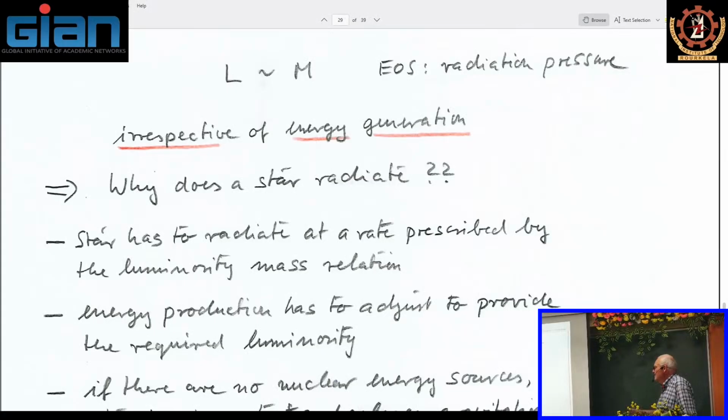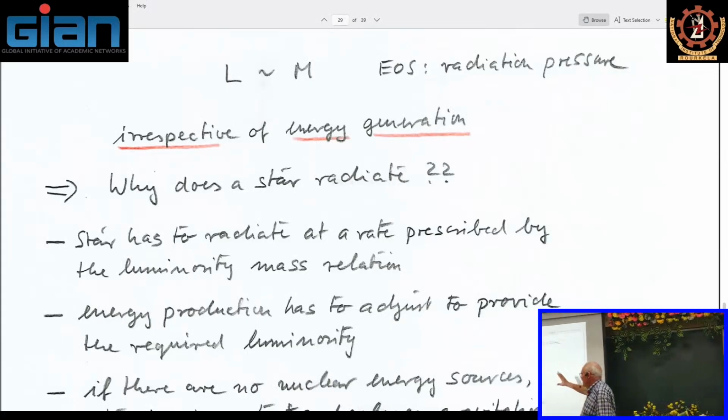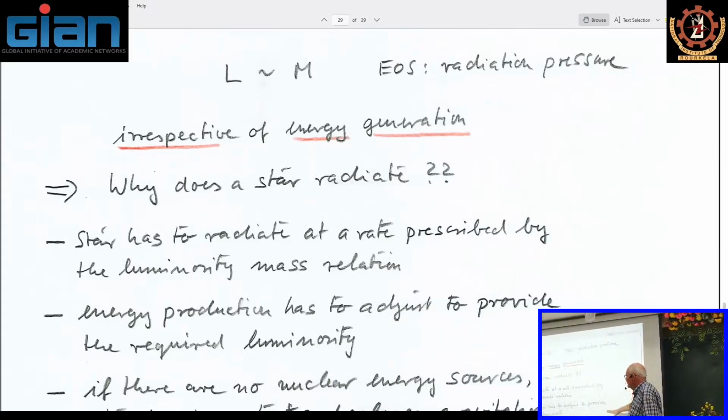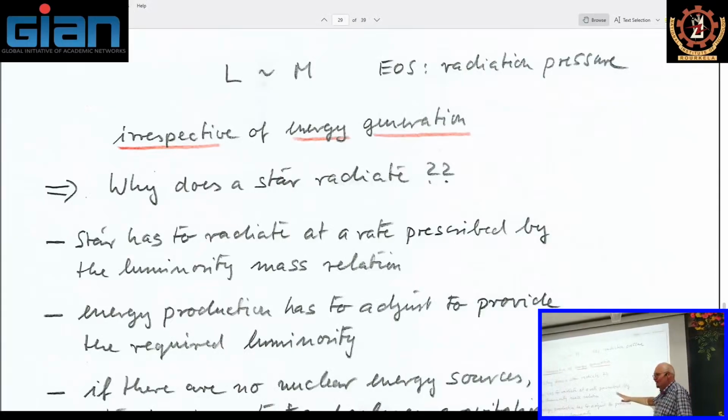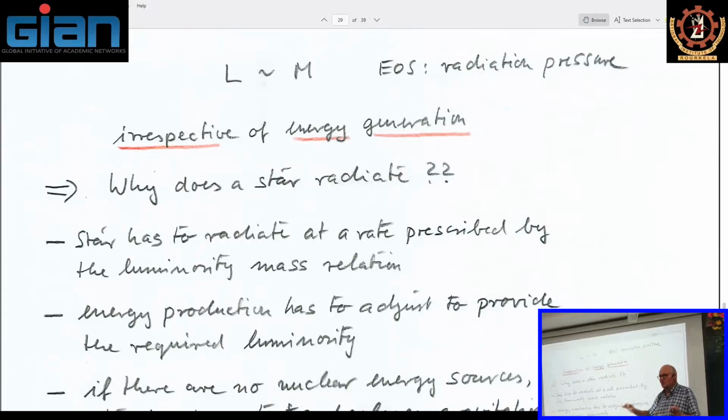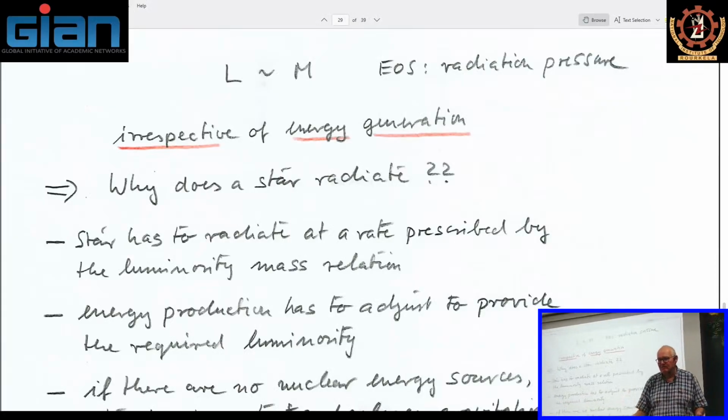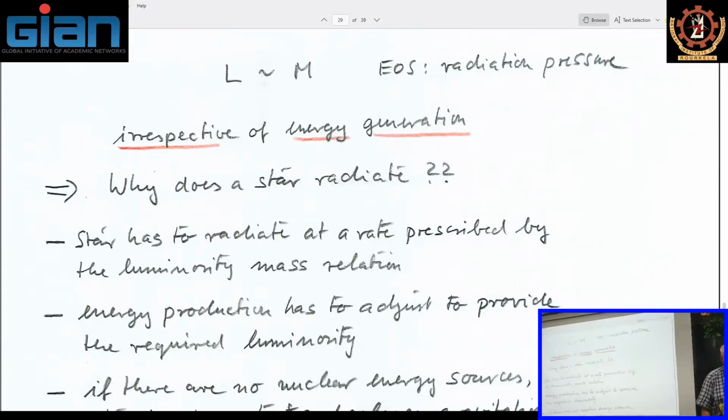Well, I've already said the star has to radiate at a rate prescribed by the luminosity-mass relation, and the energy production within the star has to adjust to provide the required luminosity. So it can do it either by gravitational energy, by contraction, or it can be done by igniting nuclear processes.